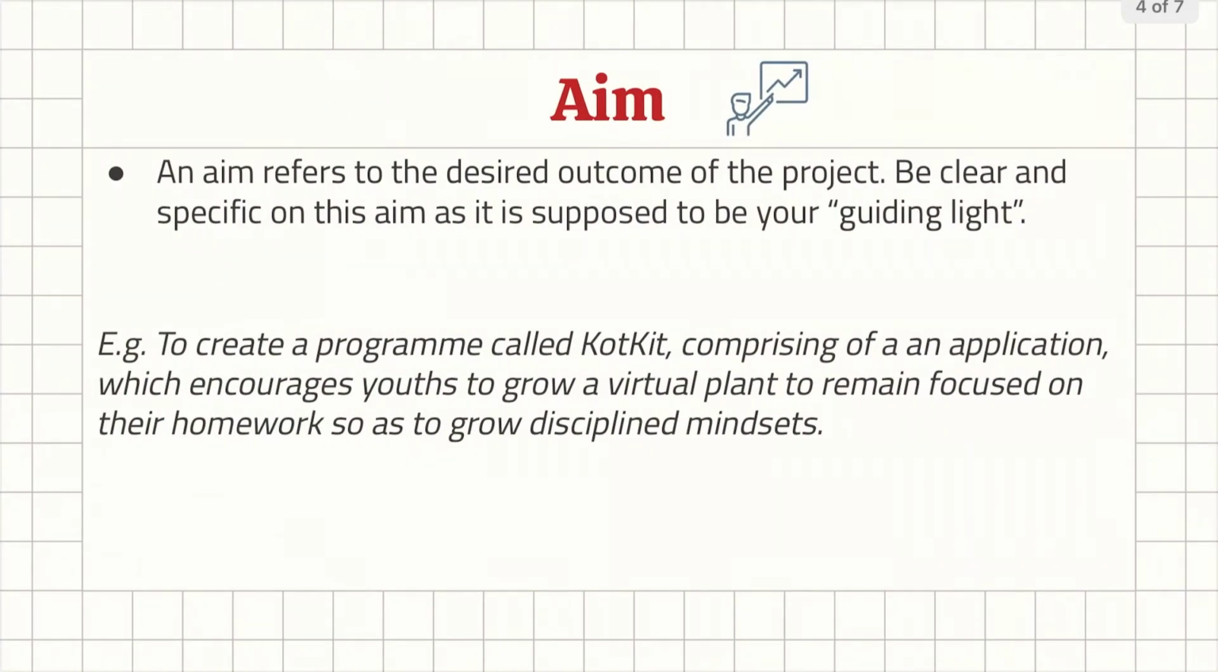Firstly, let's go through the aim. An aim refers to the desired outcome of the project. So it's a desired outcome. Be clear and be specific on this aim, and it's supposed to be like your guiding light. It helps to show the direction that your project is headed towards. It's like the end goal of the project.